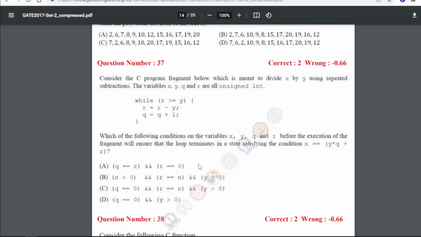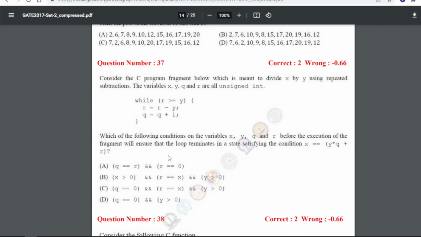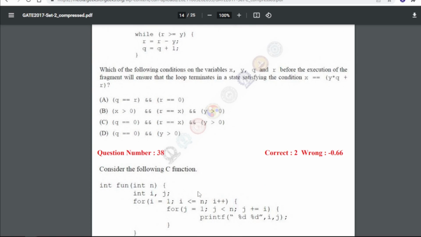Now 37: consider the C program fragment below, which is meant to divide x by y using repeated subtraction. The variables x, y, q and r are all unsigned integers. Which of the following conditions on the variables x, y, q and r before the execution of the fragment will ensure that the loop terminates in a state satisfying the condition x equals y into q plus r? So for 37, our answer will be C, that is q equals 0 and r equals x and y greater than 0.